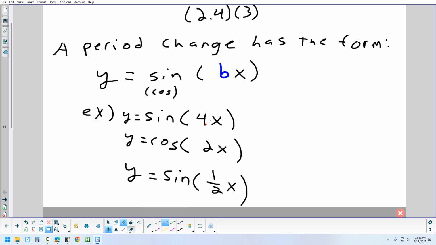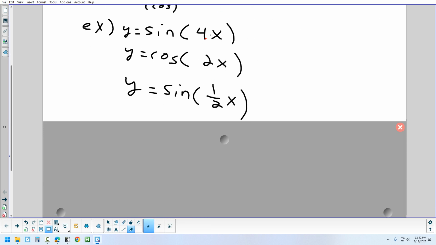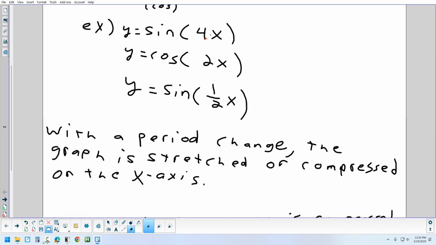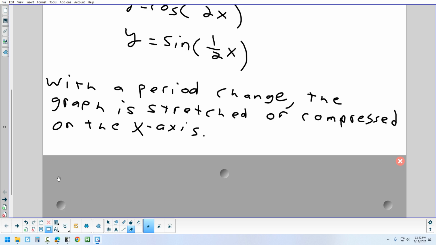What about negative numbers? For this, we're just going to look at positive, but a negative would cause it to flip. Okay. Yeah, but we're just going to look at positive. So when we are doing a period change, the graph is stretched or compressed horizontally. Okay, that's the x-axis.